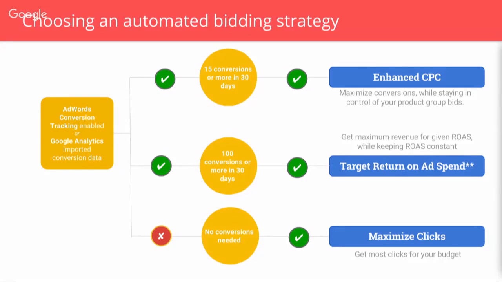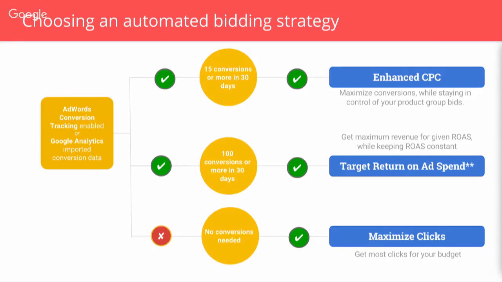So it's just adding, like Emerson said, 30% or potentially more to the bids that you set at the product group level. If you have 100 or more conversions in the last 30 days, then you're eligible for target return on ad spend. The idea behind this is that you're getting the maximum revenue for your given return on ad spend. So you set a target of, this is how much return I want to get for every dollar I put into my shopping account. And let's reach that target by bidding appropriately.